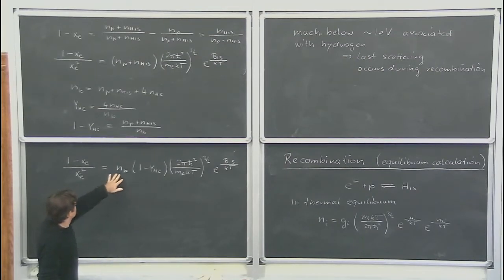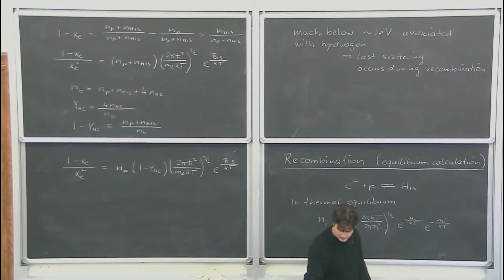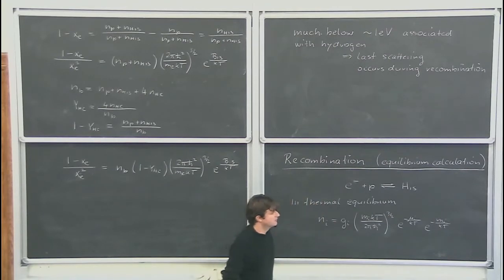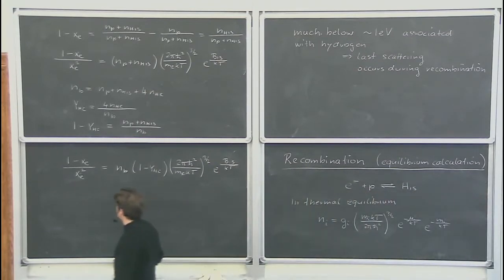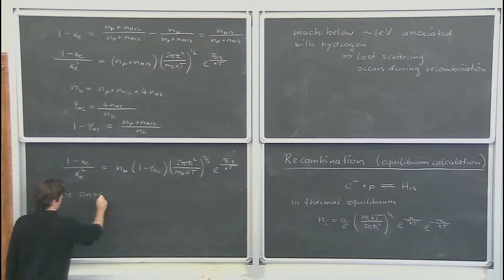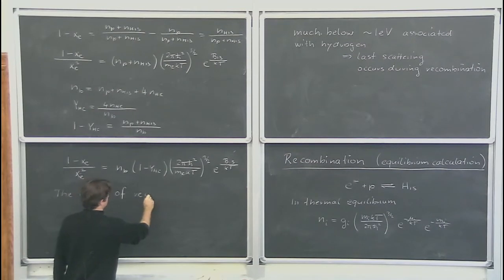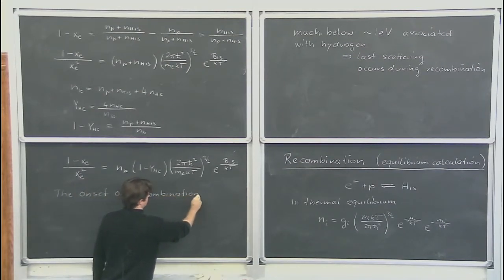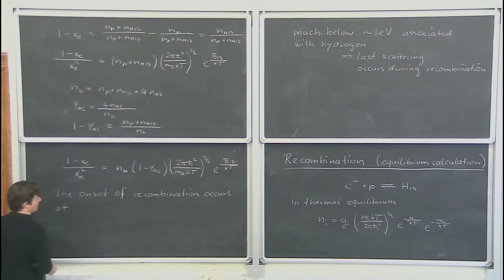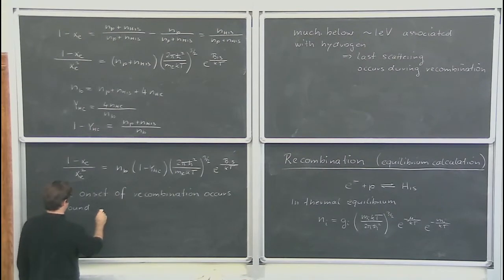And so we can just plug in the various numbers and see what happens. And the curve looks like this. So the prediction, if you look at it, so the free electron fraction, if you're at high temperatures, is 1, so it's fully ionized. And then as you approach 4,000 Kelvin, you start to recombine. So that's the estimate that we get from our equilibrium calculation. So the onset of recombination occurs around 4,000 Kelvin. And this is roughly correct.